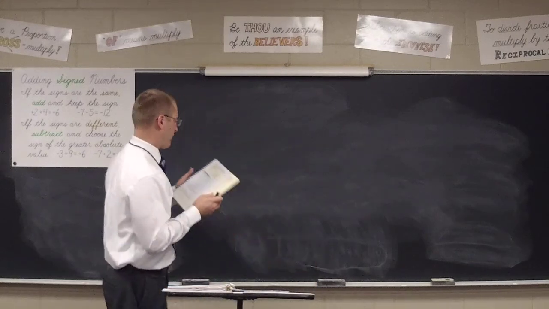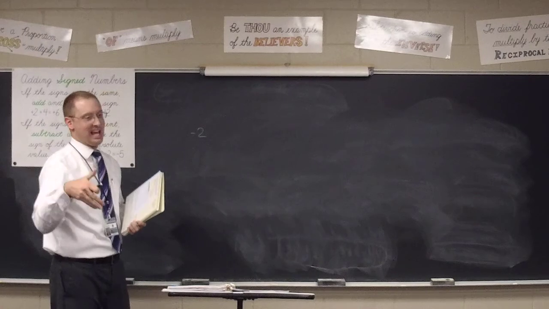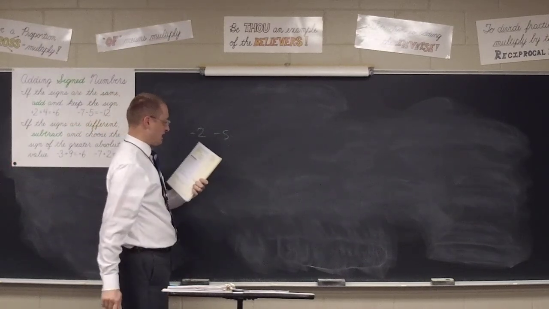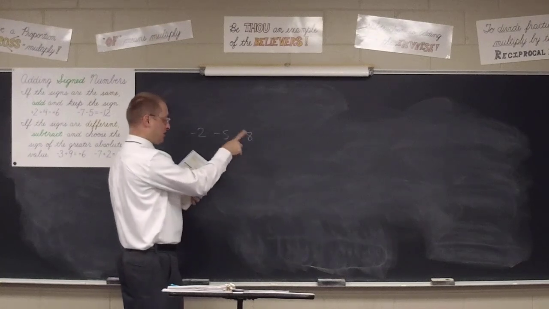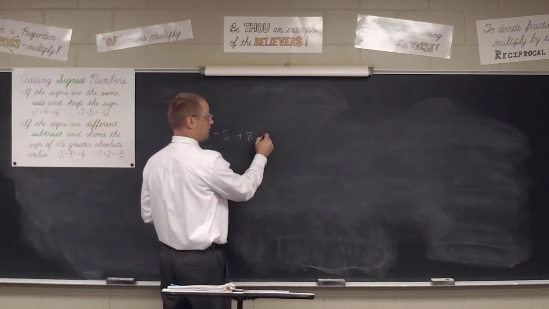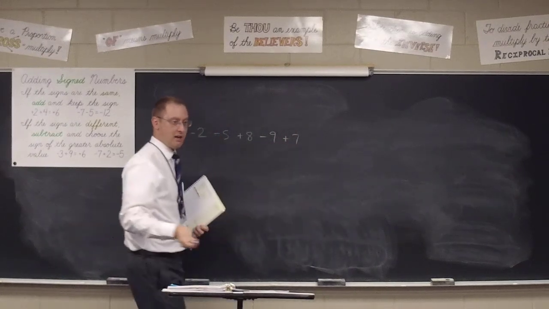As we look at this, we have a negative 2, and then it says in the yellow shaded box plus negative 5. But I'm not going to write that, class. I'm just going to write negative 5. And then it says positive 8, so I write positive 8. Then it says plus negative 9, but I'm just going to write negative 9. And then it says positive 7, so I write positive 7.